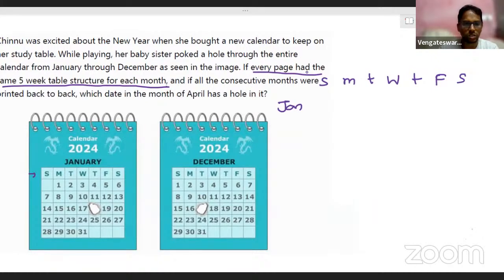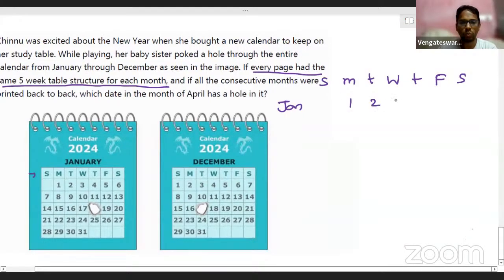Now, what about Sunday for January? January 1st is on Monday, right? 1, 2, 3, and so on. So that means 1, 8, 15, 22, and 29. Up to 29, it's going to be January. 30 will be here, 31 will be here. And where is the hole happening? The hole is happening on 18th. 16, 17, 18. Here is the hole.